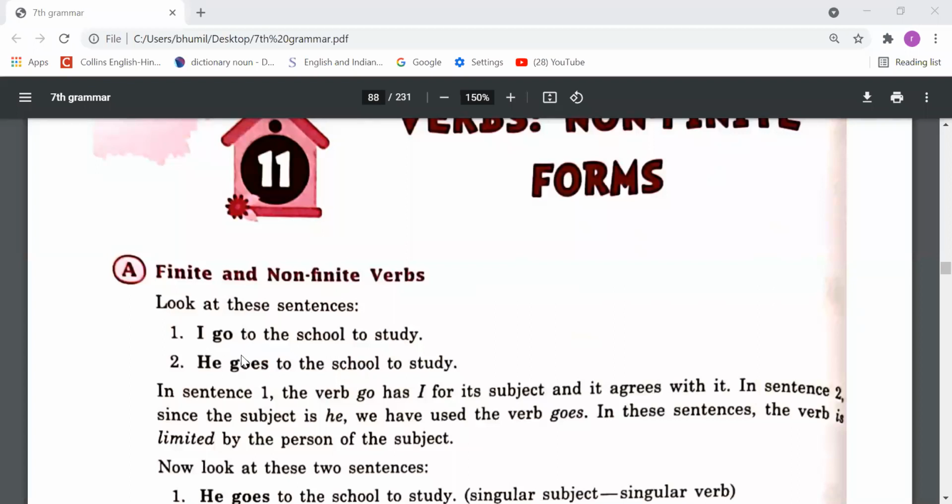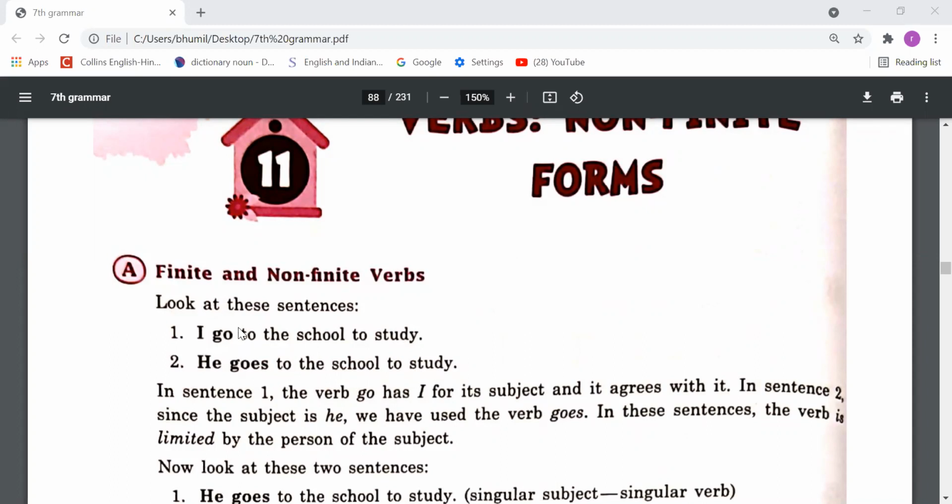In these two examples you can see that in first example we have used I go. A tense is simple present in both the sentences, but in this our subject is first person and in second sentence our subject is third person, right? So that's why we have used here go and we have used here goes. So these verbs have been changed according to the person of subject. But see these verbs, to study, to study. We don't change the main verb.